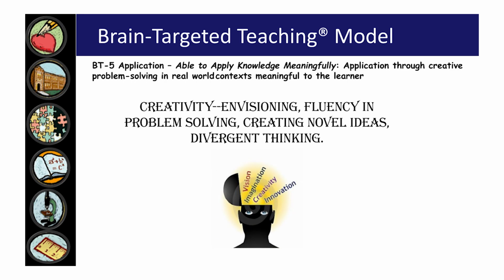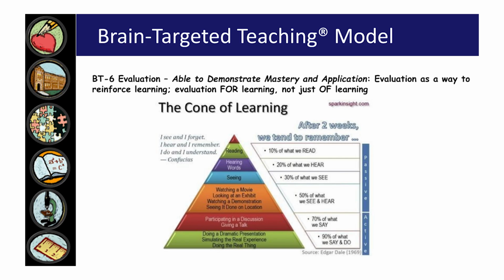In Brain Target 5, instruction is expanded to include applying knowledge through activities that require creative problem solving and divergent thinking. The artist portfolio becomes the model for Brain Target 6 as we encourage multiple ways to demonstrate learning. Evaluation becomes a teaching tool as we think of evaluation for learning and not just of learning.